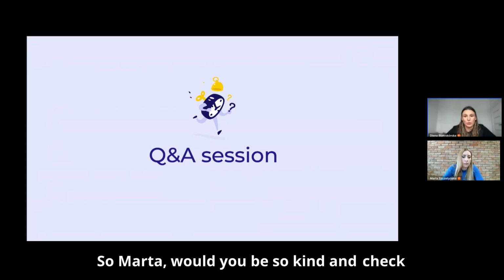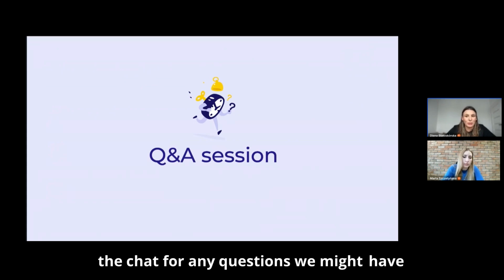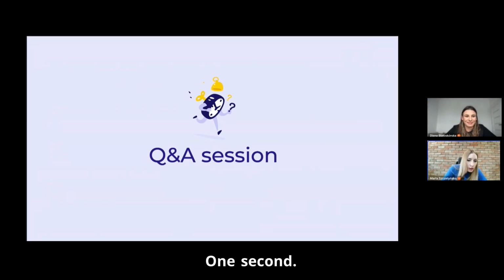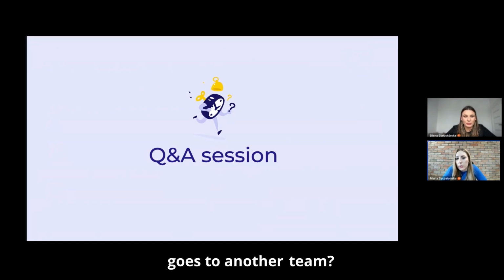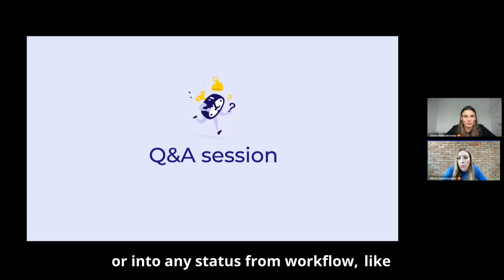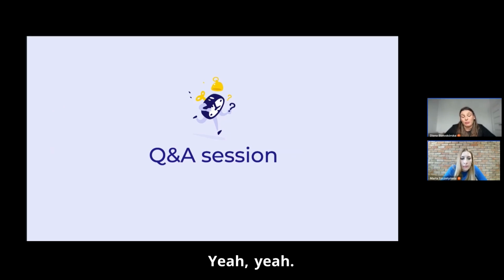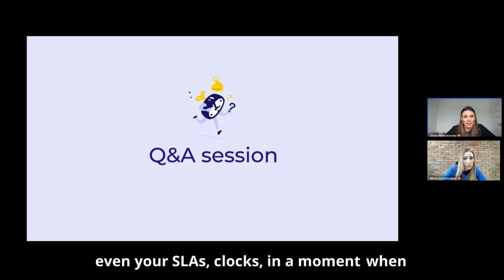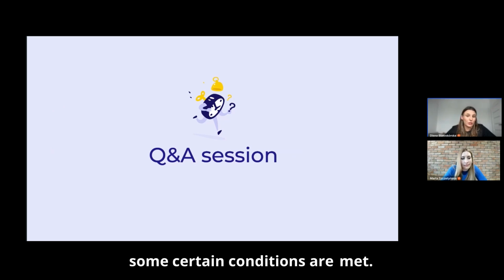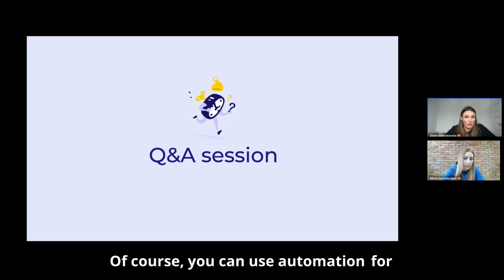So, Marta, would you be so kind and check the chat for any questions we might have there? Yeah, sure. Okay, I can see one question. Can we set the SLA to pause when a ticket goes to another team or into any status from the workflow, like a waiting status? Diana, would you like to answer that? Yeah. Of course, you can pause, start, and finish your SLA clocks when certain conditions are met. For example, you pass the ticket to another team or you use some specific status. So it's doable. Of course, you can use automation for SLAs.